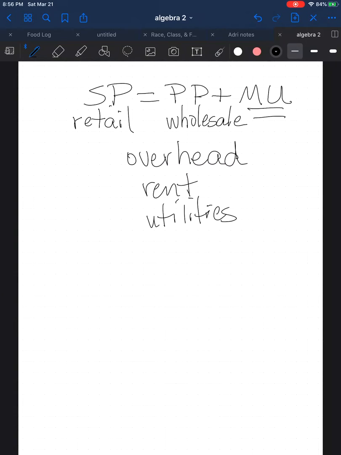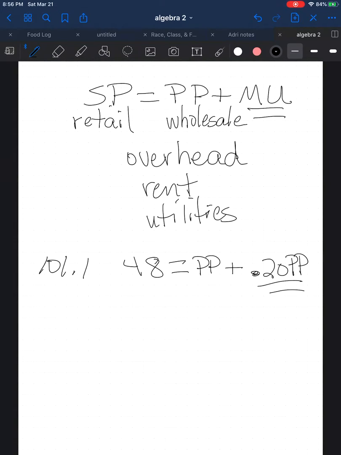So the first example says the selling price was $48. So I'm going to put that here for selling price. If the markup was 20% of the purchase price, remember when it says of, it means times. So 20% we're going to write as 0.20 of the purchase price. So that's the markup. Then we have the purchase price plus the markup. So selling price equals purchase price plus markup.